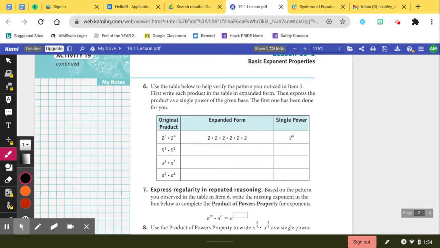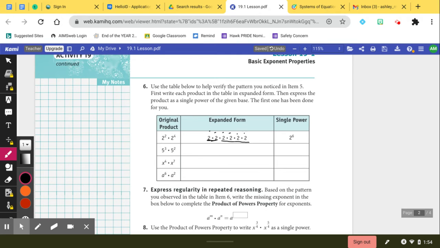First, write each product in the table in expanded form, then express the product as a single power of the given base. The first one has been done for us. So we have 2 to the second power times 2 to the fourth. Well, 2 to the second is 2 times 2, and 2 to the fourth is 2 times 2 times 2 times 2. If I count up how many times I'm multiplying 2, it's 1, 2, 3, 4, 5, 6. So 2 to the sixth power.